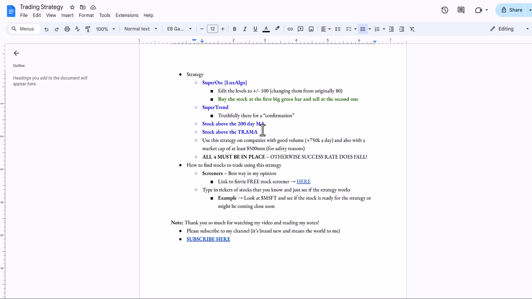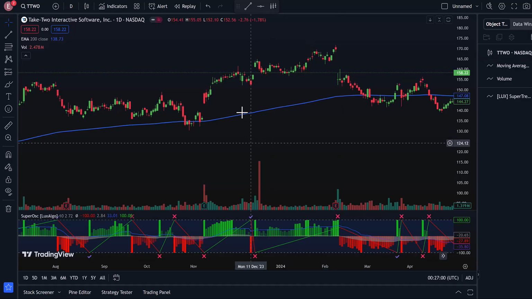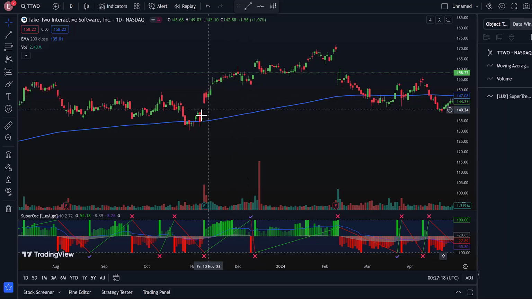But with this strategy, all 4 of these things must be in place at the same time. So let me show you on my personal favorite individual stock, Take-Two Interactive. I'm a huge interactive entertainment guy, and Take-Two Interactive is my favorite. I wish I could put all my money into it, but that would be stupid. I've been invested in the stock for years. This is the Super Oscillator by Lux Algo. I do not pay for TradingView Premium, so I can't put all 4 on at once, but I'll show you the way to do it for free, the way that I do it, and you still get the same trading strategy.